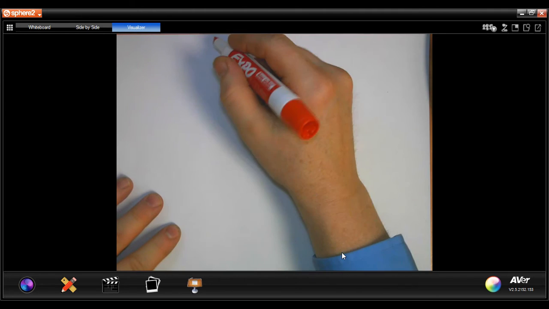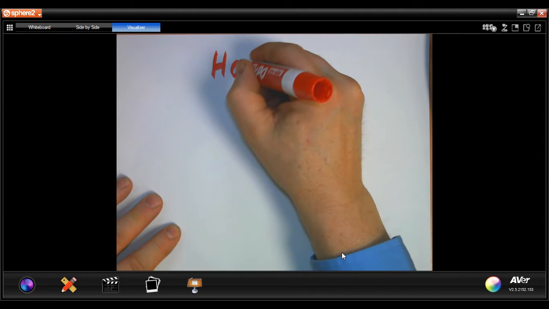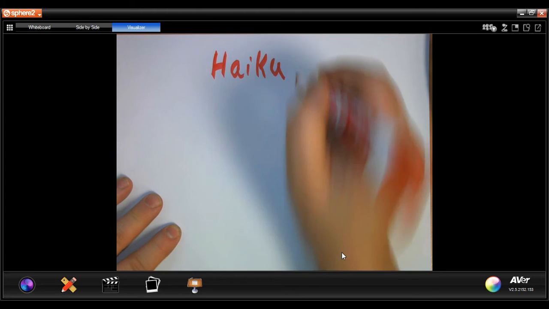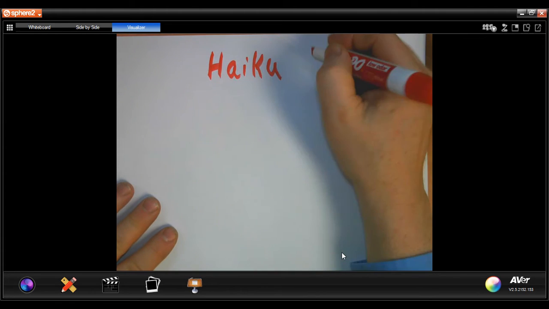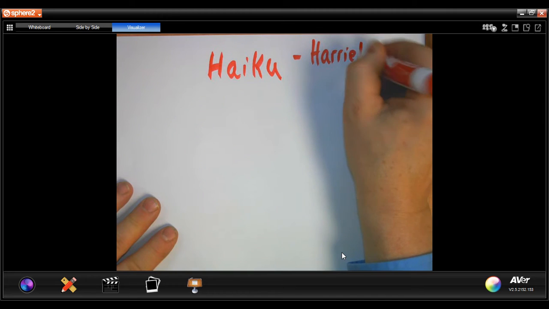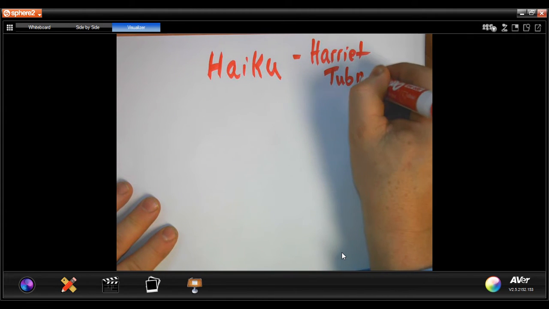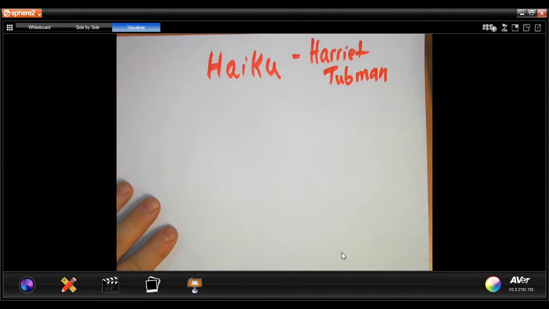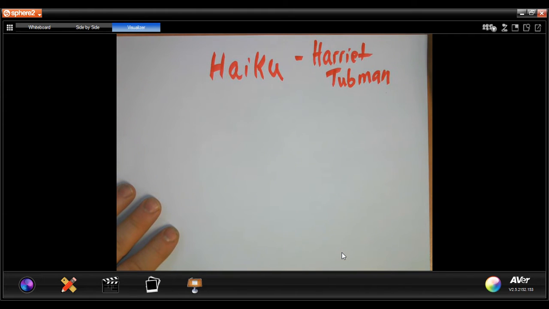Now, today we worked on a type of poem called a haiku. And I'm asking you to write one about Harriet Tubman. We looked at her briefly and her efforts during the years of slavery and Civil War.